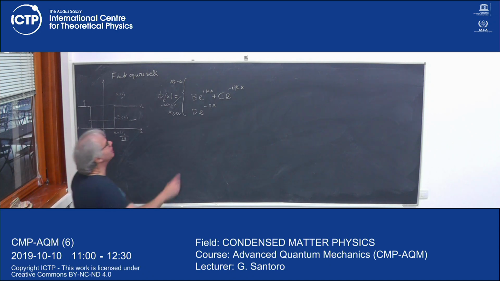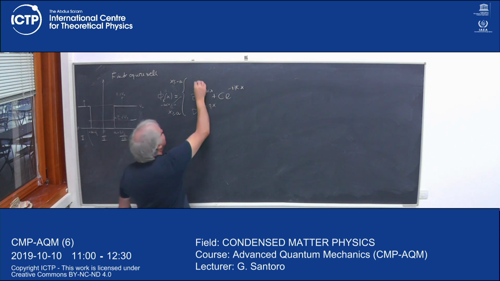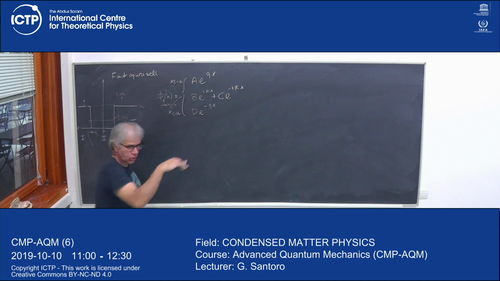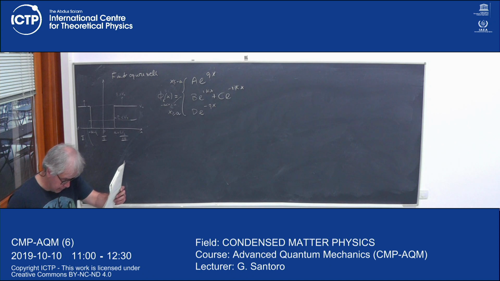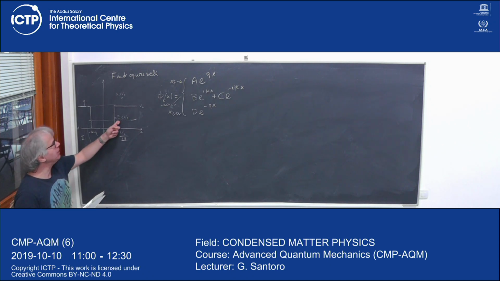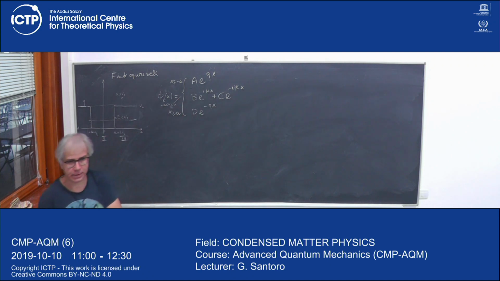Good. What about this region here? Again, a decaying function, so A e to the q x. Notice with the plus here, if you go to minus infinity, you just go to 0. Fantastic. So I have 4 unknown constants, in fact 5 unknown things: the energy and 1, 2, 3, 4 constants. I have to find all of them.